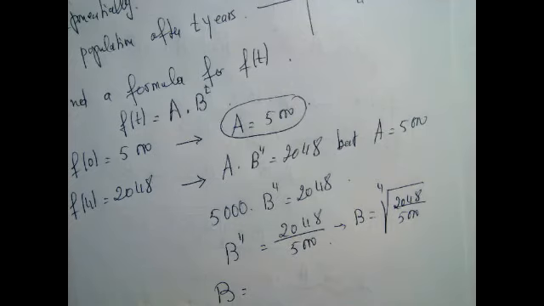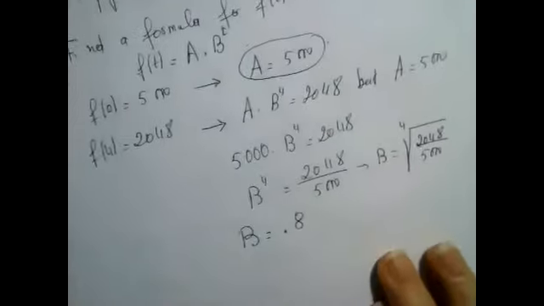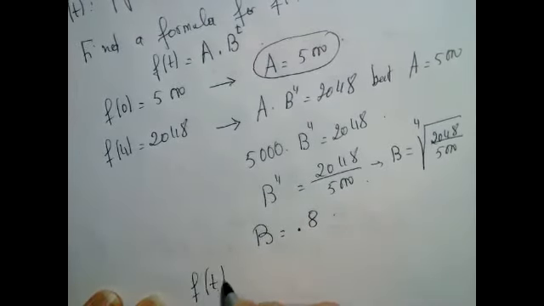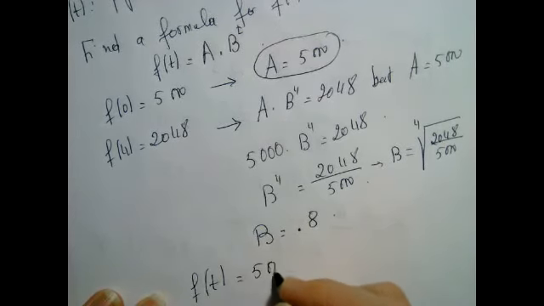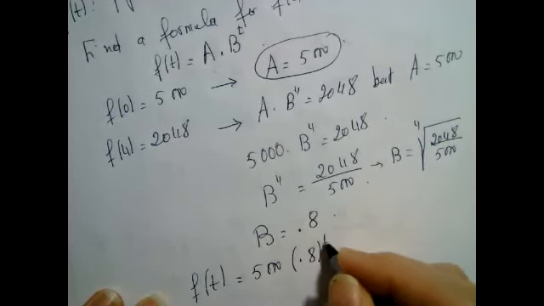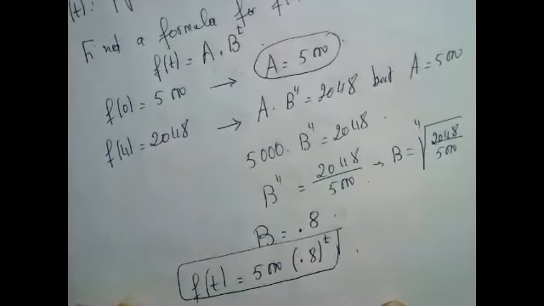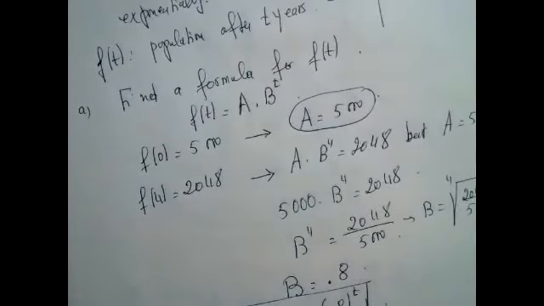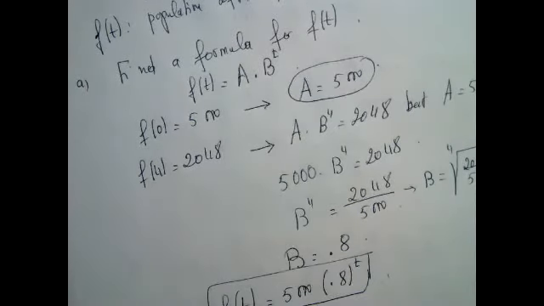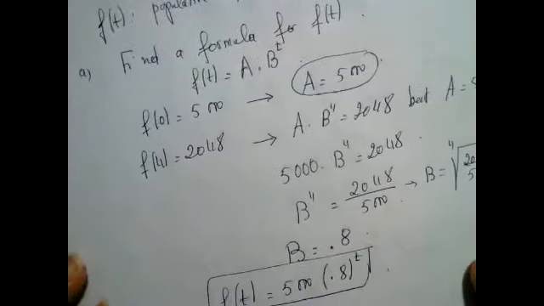So let me see, b equals 2048 divided by 5,000, and we're going to raise it to the power 1/4 because I need the fourth root. So I'm getting 0.8. So it means that the population is given by the formula 5,000 times 0.8 to the power t. So here I have data, and I know that the decay is exponential. I'm using the data to find a formula for the population.